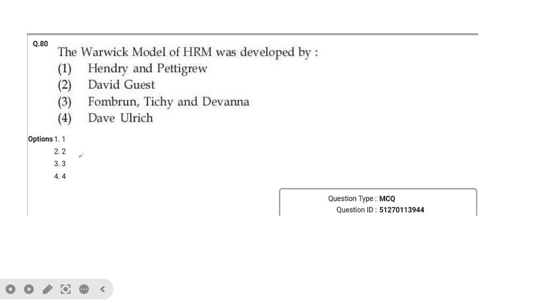Question number 80: the Warwick model of HRM was developed by whom? Henry and Pettigrew, David Guest, Fombrun, Tichy and Devanna, Dave and Ulrich. So it's option 1, Henry and Pettigrew.